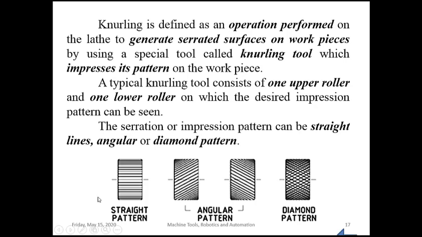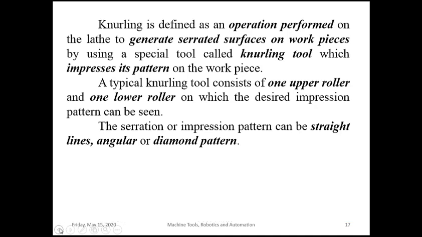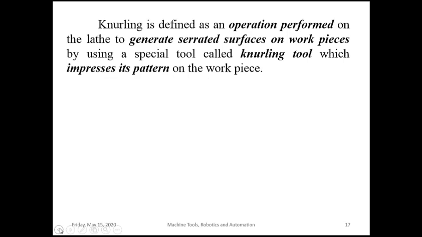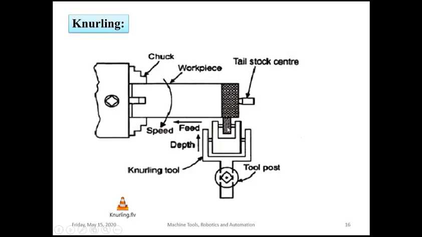As we said, there will be two rollers, one upper roller and another a lower roller, and in this operation we can see only one roller here. This roller will have some impressions on it, maybe straight lines or some angular impressions. When it comes in contact with this workpiece, all the impressions will be made on the workpiece. You can see here, this is a serrated surface which has been produced on this workpiece.